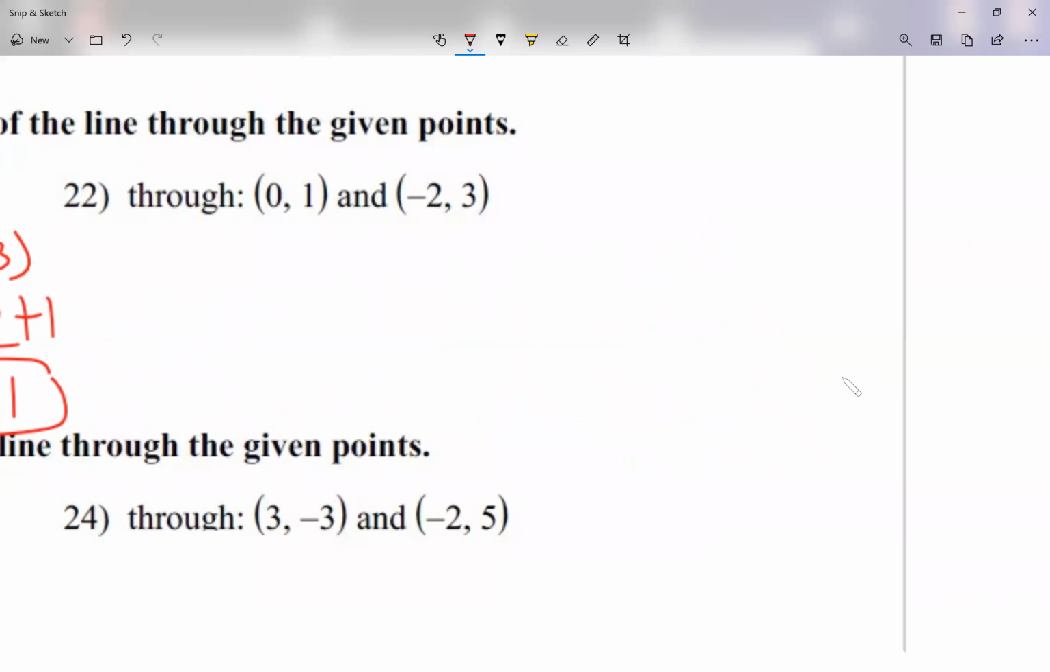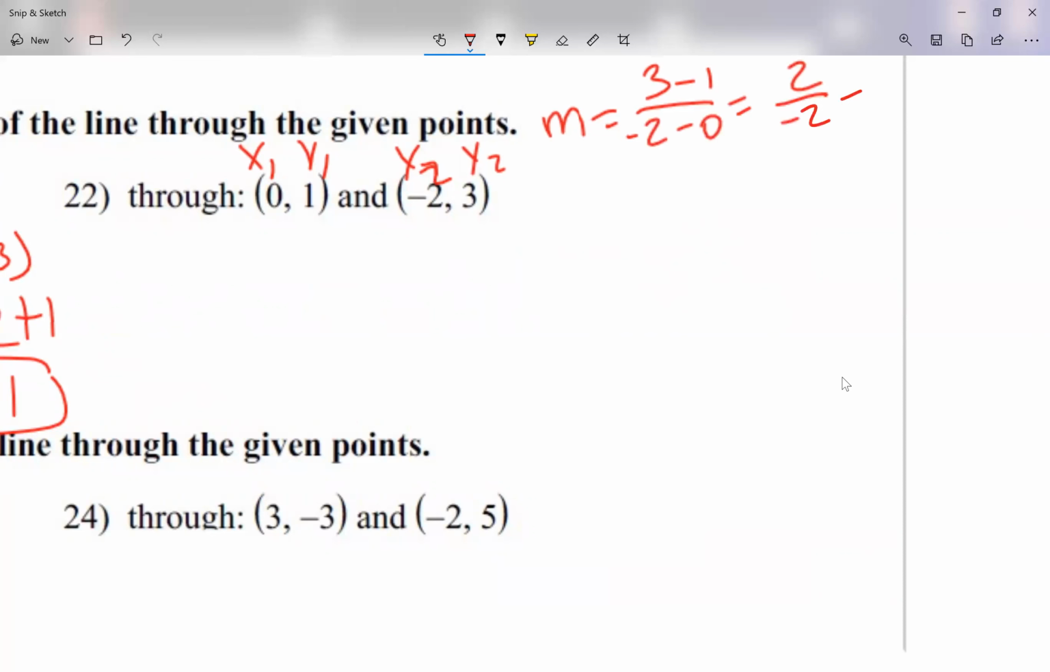Let me get the slope to begin with. Remember, I'm going to call this x1, y1, x2, y2. I'm going to write m for my slope. It's going to be 3 minus 1, right? The second y minus the first y over -2 minus 0. That gives me 2 over a -2, which is better known as -1. Right? Bring the negative to the front. 2 divided by 2 is 1, so -1.